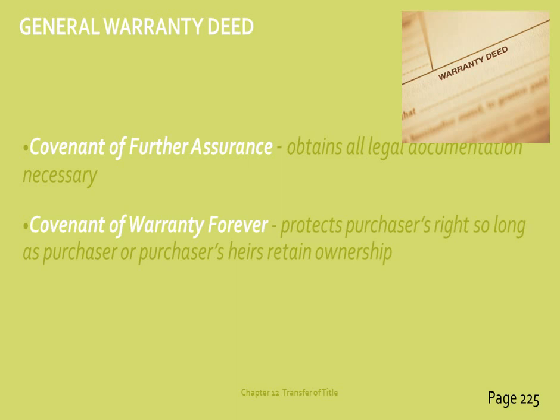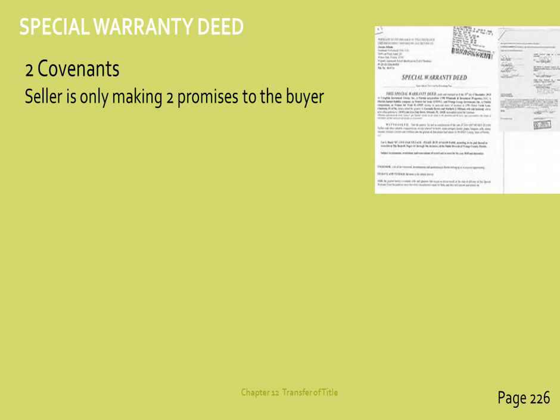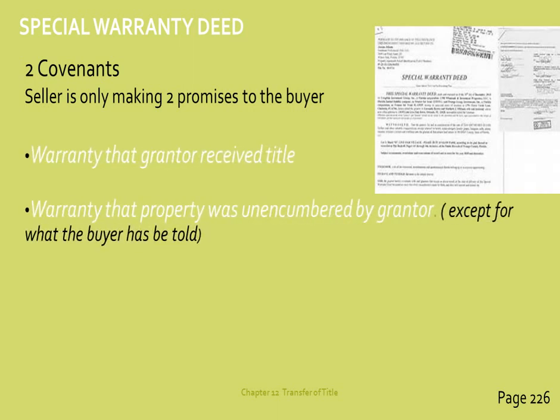A special warranty deed, if we convey title voluntarily by using a special warranty deed, there are covenants. But the covenants are that the grantor is in title. And then the other covenant or promise is that it's unencumbered. It's an unencumbered title. Those are the only two promises made with a special warranty deed.